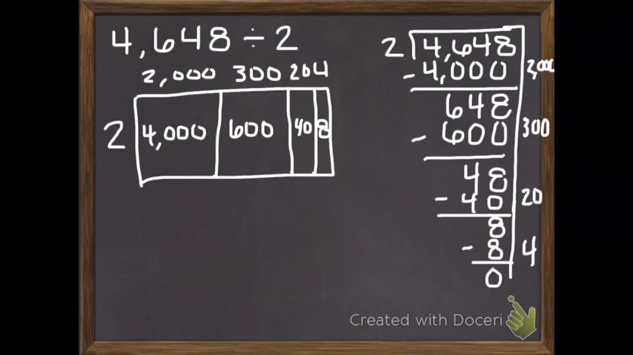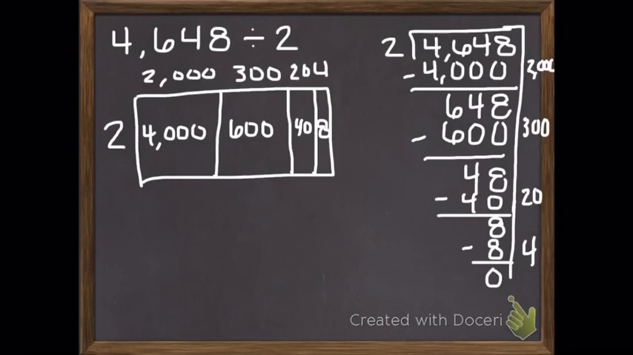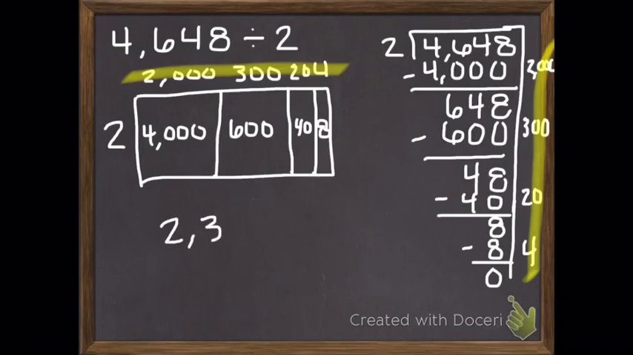So now I can just add up my partial quotients to see what my answer is, here or here. It's a little bit easier for me to see on the Big 7 model for this problem. It looks like it's going to be 2,000 plus 300 plus 20 plus 4, which will get me 2,324. That is my quotient.